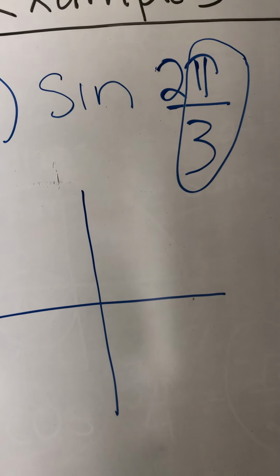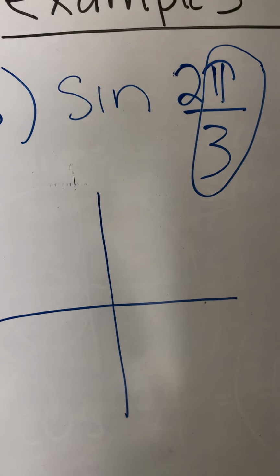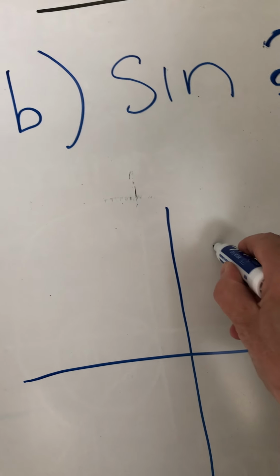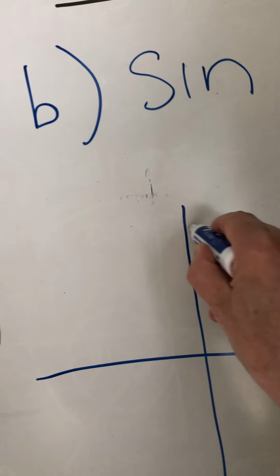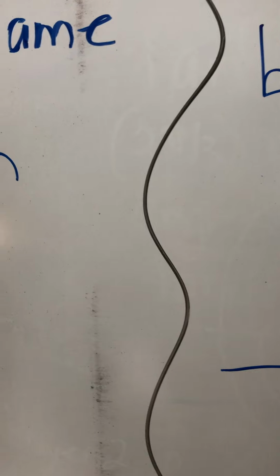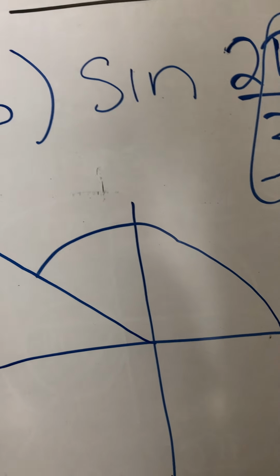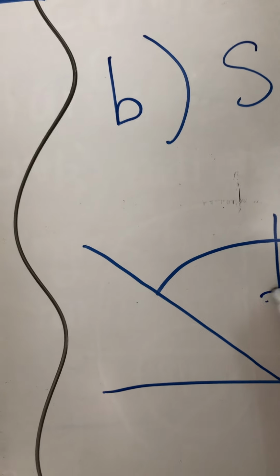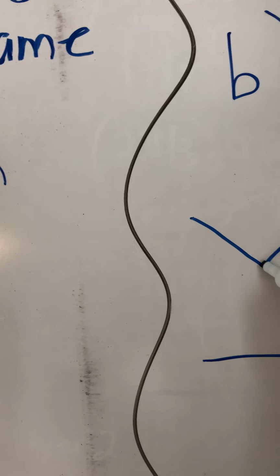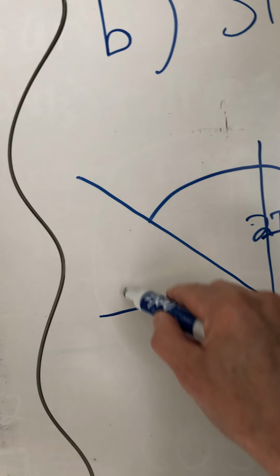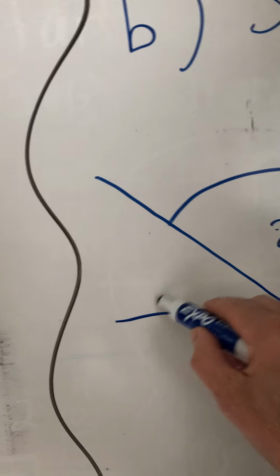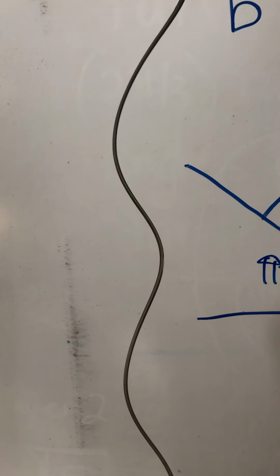Okay, so I'm going to rotate 120 degrees, or 2 pi over 3. Ready? Here's 60 degrees. Here's another 60, that's 120. There we go. Here is my location. This is 2 pi over 3, or 120 degrees. Now notice that I am 60 degrees short right there. How far am I from the x-axis? I am 60 degrees short. I'm going to call that pi over 3.